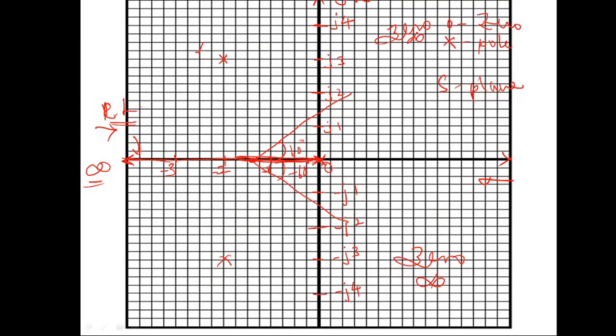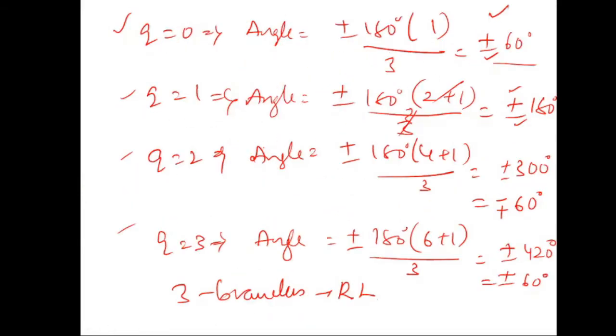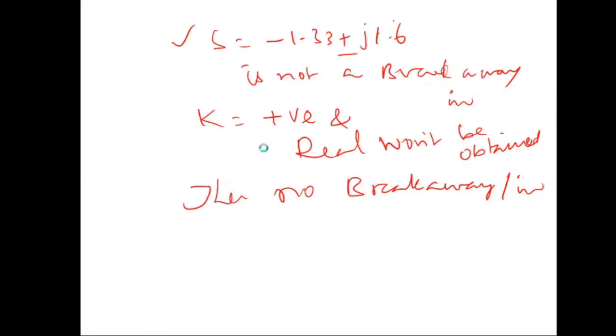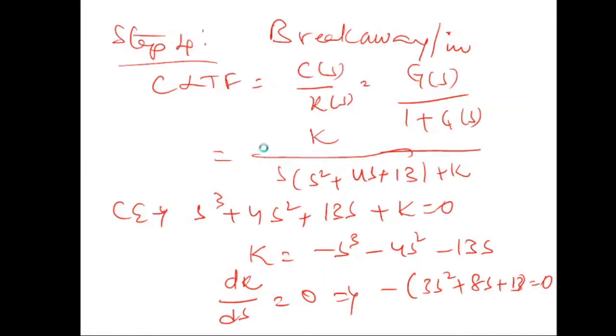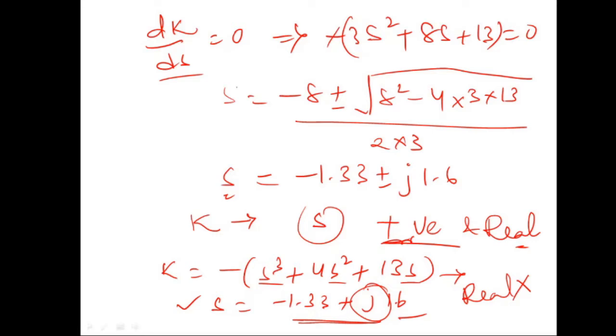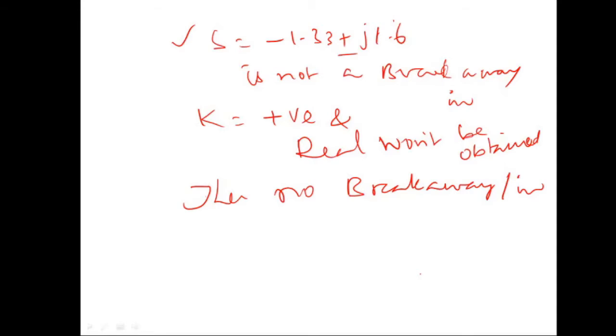Since we have only complex conjugate poles, they give us only angles of departure. Breakaway, break-in will come if we have two poles on the real axis. Since we don't have two poles on the real axis, we don't get breakaway, break-in. Anyhow, this is the method to get the breakaway, break-in points. If we have two poles, breakaway will come. If you have two zeros, break-in will come. So find the derivative of k, dk by ds equal to 0, and substitute the value of s in the k equation. If you get real and positive, then we say there will be breakaway, break-in.